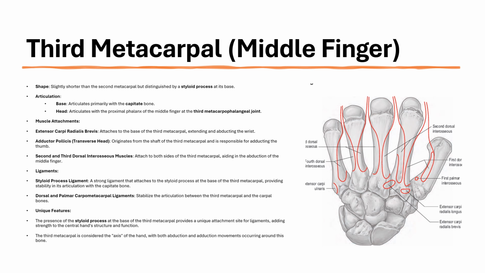The unique feature of the third metacarpal, or the middle finger metacarpal, is that it has the styloid process at the base, and it provides a unique attachment of the ligament, adding strength to the central hand and providing a better structure and function. The third metacarpal is considered the axis of the hand, with both abduction and adduction movements occurring around this bone.